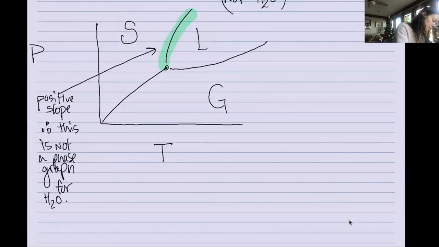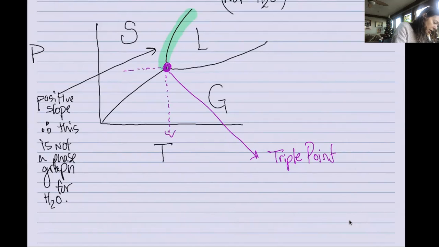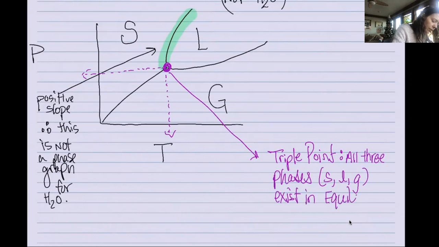Another thing to identify is this right here, called my triple point. What that means is that at this temperature, whatever it might be, and this pressure, whatever it might be, all three phases, the solid, the liquid, and the gas, exist in equilibrium with each other. So all are present. And it's hard to think about.